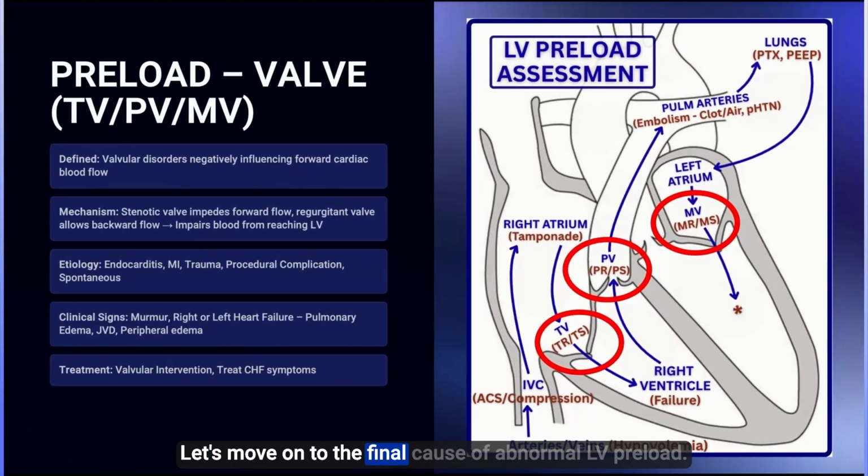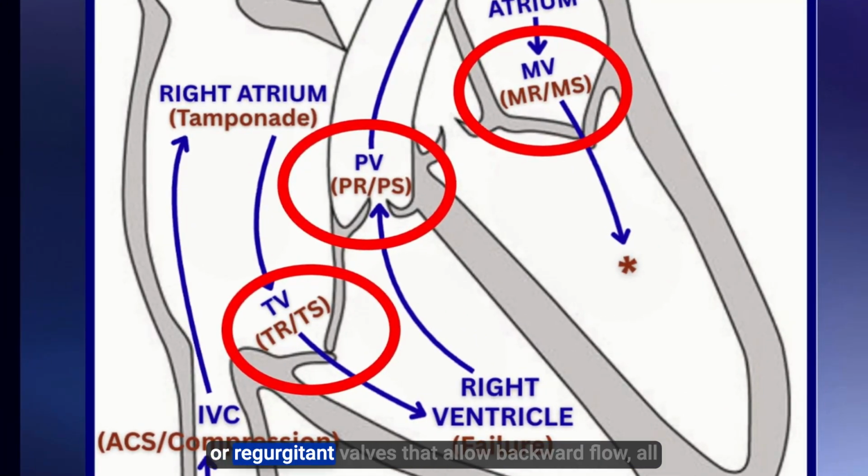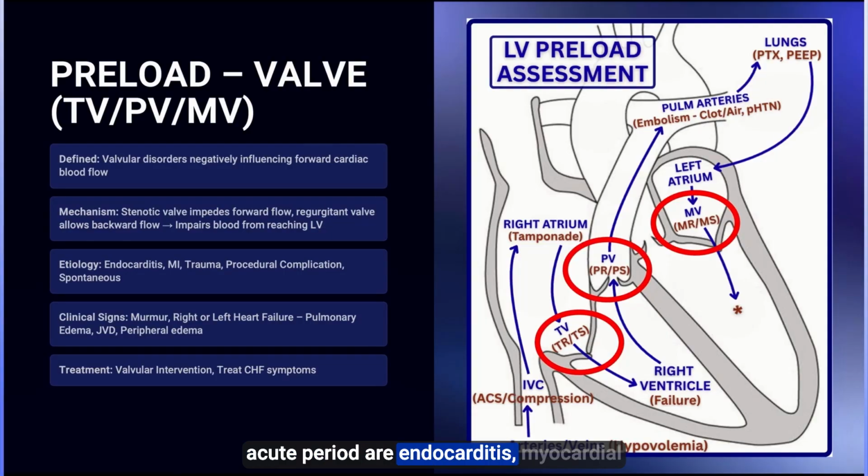Let's move on to the final cause of abnormal LV preload. This is where you have certain valve pathology that prevents blood from getting to the left ventricle adequately. A full valve interrogation is beyond the scope of this episode, but in brief, this is defined as any valvular disorder that negatively influences forward cardiac blood flow. If you have stenotic valves that impede forward flow or regurgitant valves that allow backward flow, all this affects blood from reaching the left ventricle. The etiology for some of these things in the acute period are endocarditis, myocardial infarction, trauma, procedural complications.